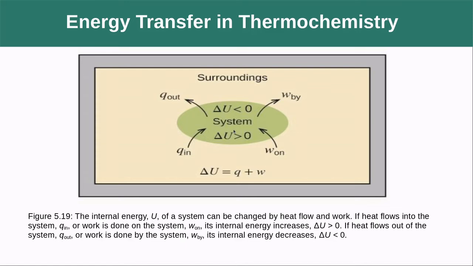Now, I will mention that this is a little bit of an oversimplification. You could have a process whereby, say, heat goes in and work comes out, but if the work coming out is not as large as the heat going in, the system ultimately gains internal energy. Similarly, you could have a system where work goes in and heat comes out, but more heat comes out than work goes in, and then the system winds up losing energy. So you have to realize that all of these are possibilities.